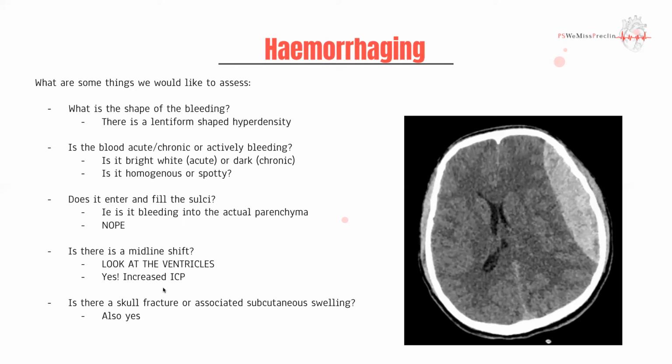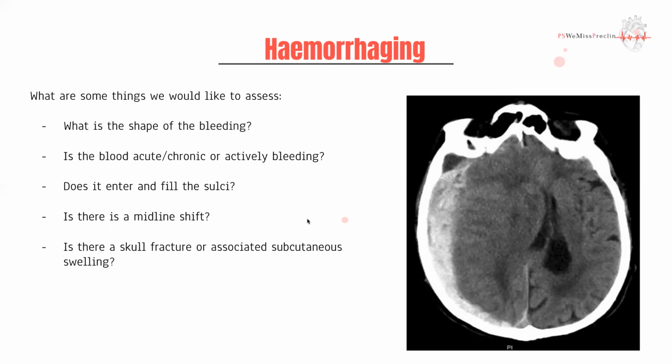Is there a skull fracture and associated subcutaneous swelling? It might be a bit hard to see, but there actually appears to be a fracture about here. And as you can see, all this tissue is swollen. So there's subcutaneous swelling as well. Now, this is quite typical of an extradural or epidural hemorrhage. And most epidural hemorrhages occur over the temporal regions, because that's over the pterion bone, which is where you have an abundant blood supply. And they're most commonly associated with trauma.